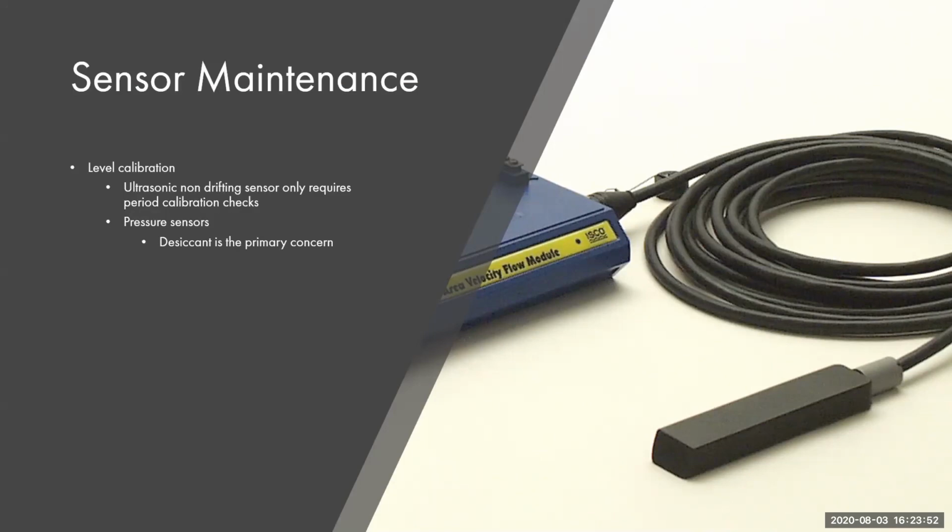Pressure transducers will have a reference line, and they breathe through a desiccant cartridge. So it is a good idea to periodically check and make sure that that desiccant is not saturated and putting the sensor at risk. Saturated desiccant could cause level errors. Best case scenario, worst case scenario, it could lead to sensor problems.